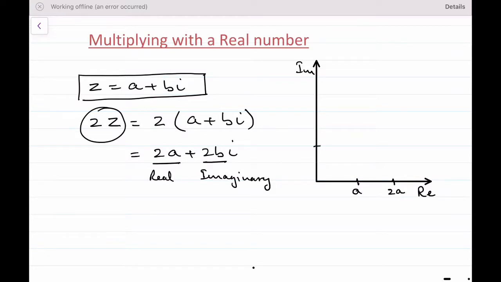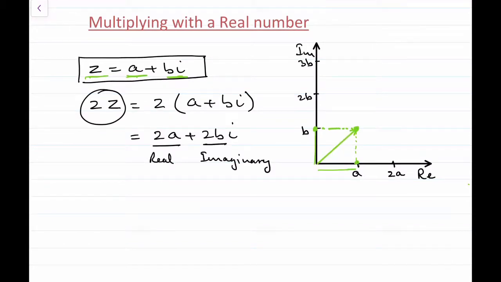So in z, a is the real part and b is the imaginary part. So we move a units to the right on the real axis and b units up the imaginary axis, and then join that point to the origin to get the complex number z. Now for 2z, 2a is the real part and 2b is the imaginary part. So we move 2a to the right and 2b up, and then again join that point to the origin to get 2z.